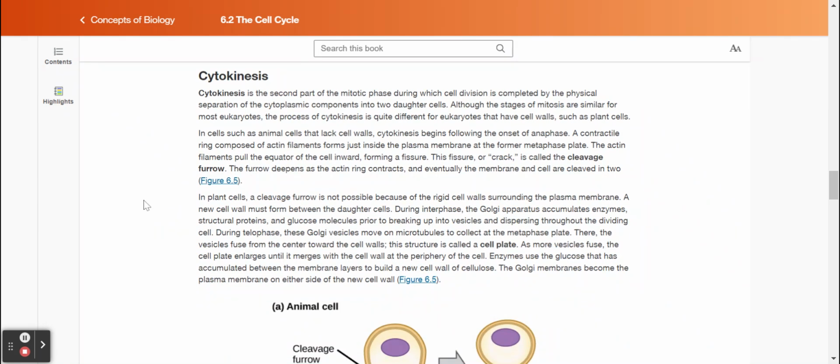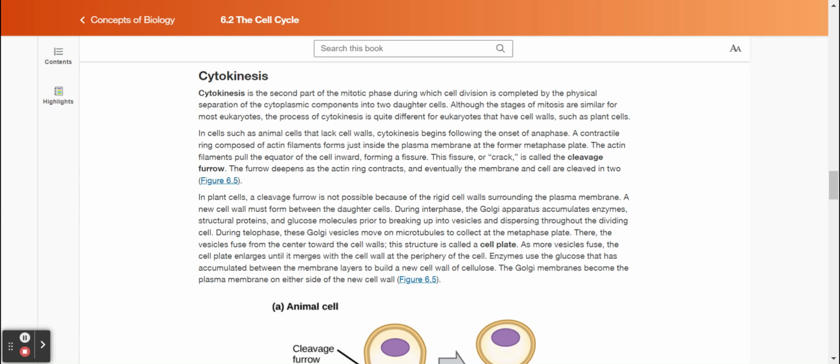Cytokinesis. Cytokinesis is the second part of the mitotic phase during which cell division is completed by the physical separation of the cytoplasmic components into 2 daughter cells. Although the stages of mitosis are similar for most eukaryotes, the process of cytokinesis is quite different for eukaryotes that have cell walls, such as plant cells.